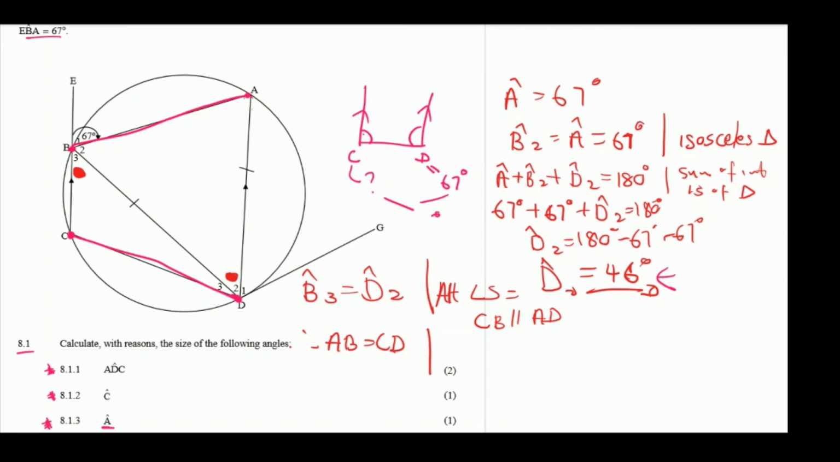Then you have to write a reason for that. Can't just conclude, but you need to conclude with a reason. So what I need you to look at is this. This angle here of B3 and this angle here of D2, right? We're saying they're equal. So for these angles to be equal, which means their chords must be equal. Remember this.